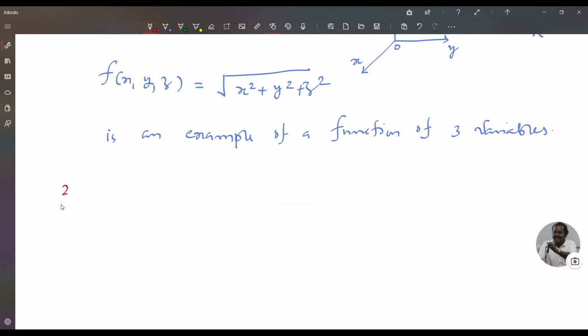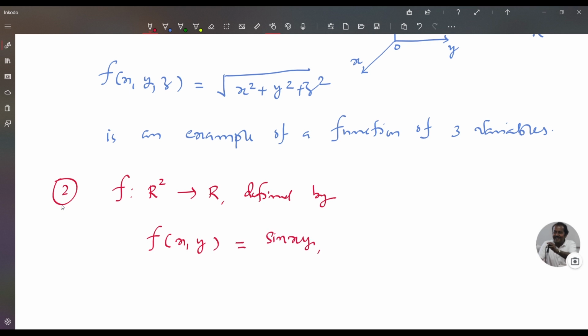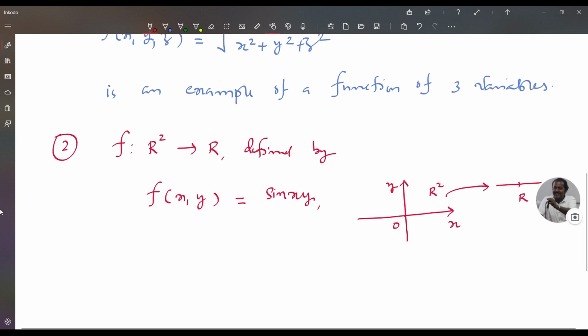Now we can give another example. Consider a function from R2 to R defined by f of x, y equal to sin xy. So here this is a function from the plane R2. This is the x-axis, y-axis, and so this is R2 to the set of reals R. So this is an example of a function of two variables.